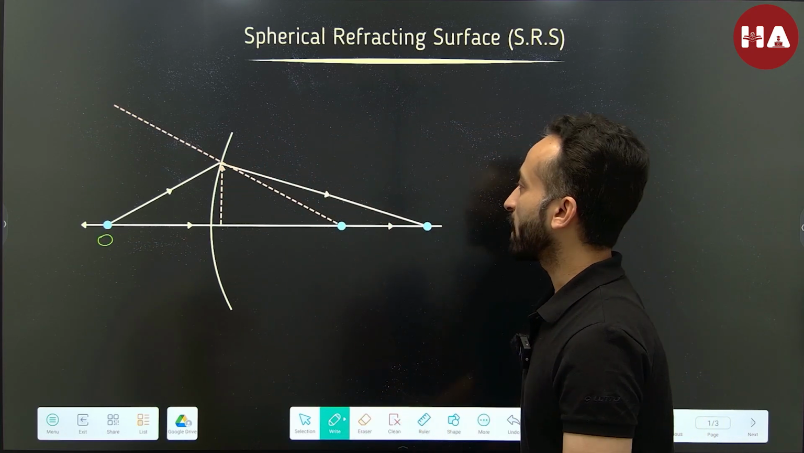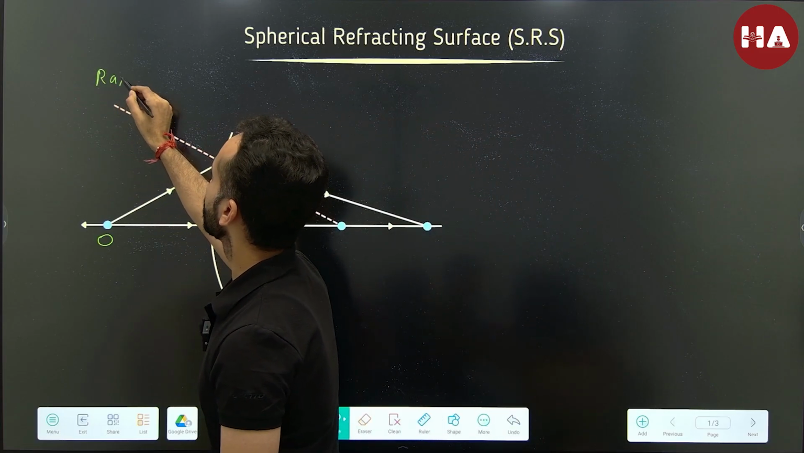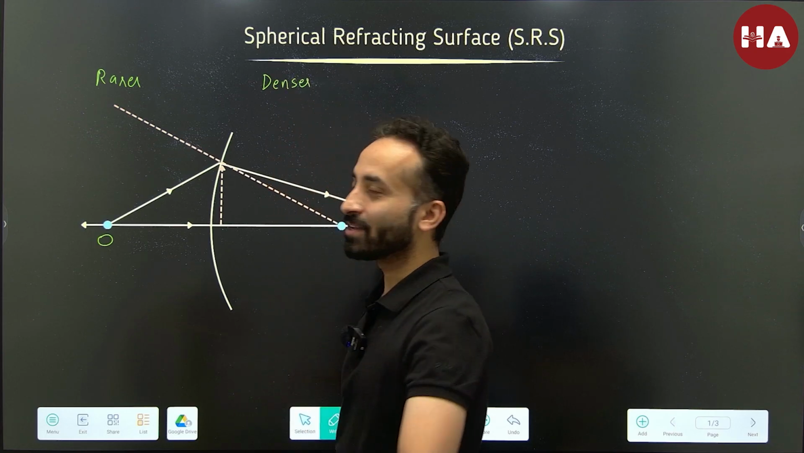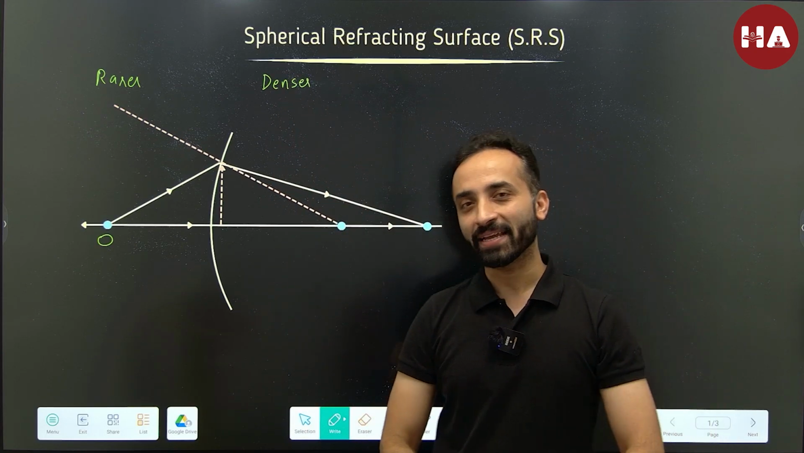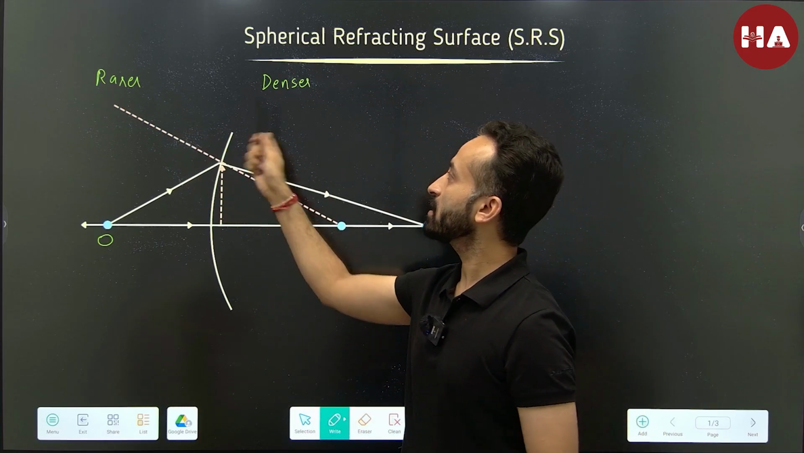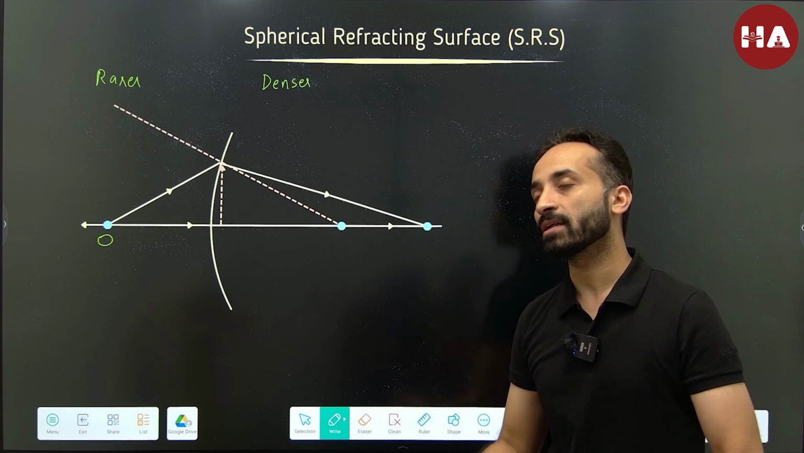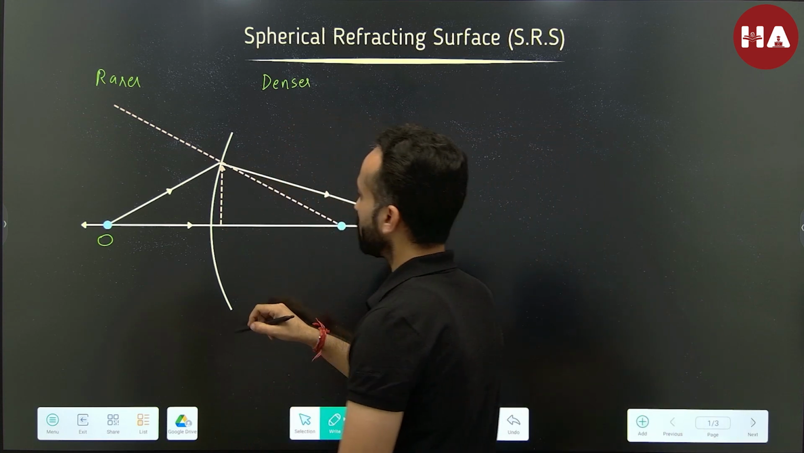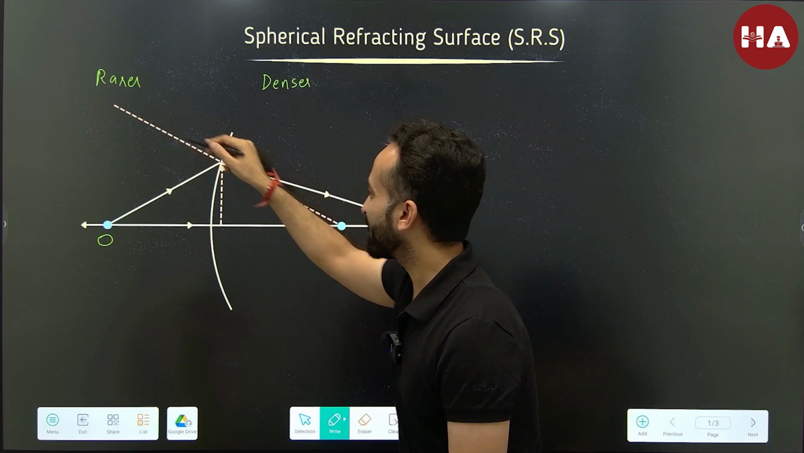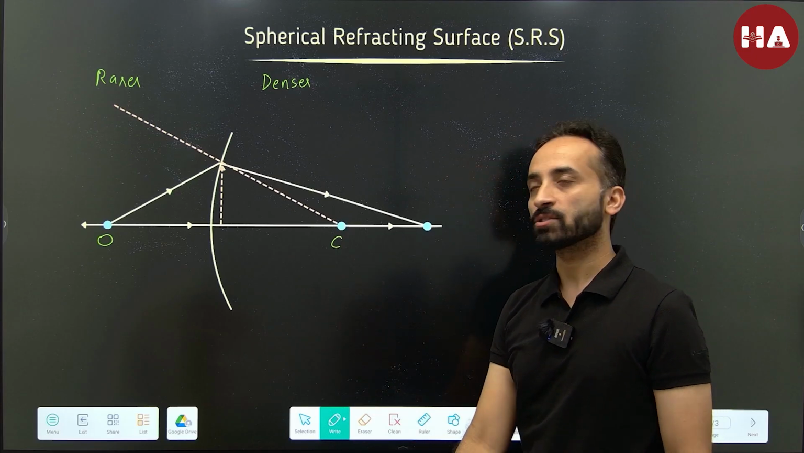Right now what I am assuming is that the medium on the left side is rarer and the medium on the right side is denser. Does that give you an idea that for a convex surface we can have two possibilities, rarer-denser or denser-rarer? Right now I have assumed that the object is in the rarer medium. One more thing: if this is the spherical surface, you draw the radius, or the normal to the tangent, and this is where the center of curvature is going to be.